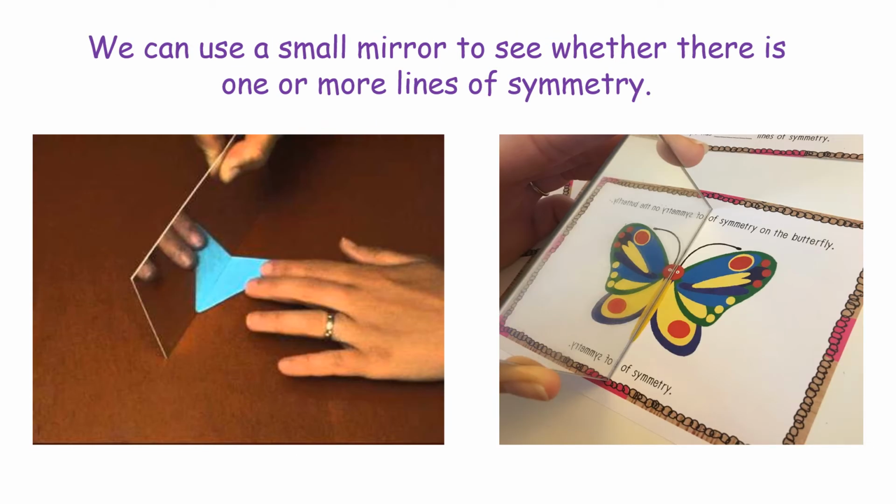So we can use a small mirror to see whether there is one or more lines of symmetry, because sometimes there's one line, sometimes there are 2 or 3 or 4 lines of symmetry. If we're using a mirror, we need to make sure that we're putting the mirror on the line of symmetry, on the mirror line, which usually is in the middle. Now, if it's symmetrical, the mirror will show the same on the other side.